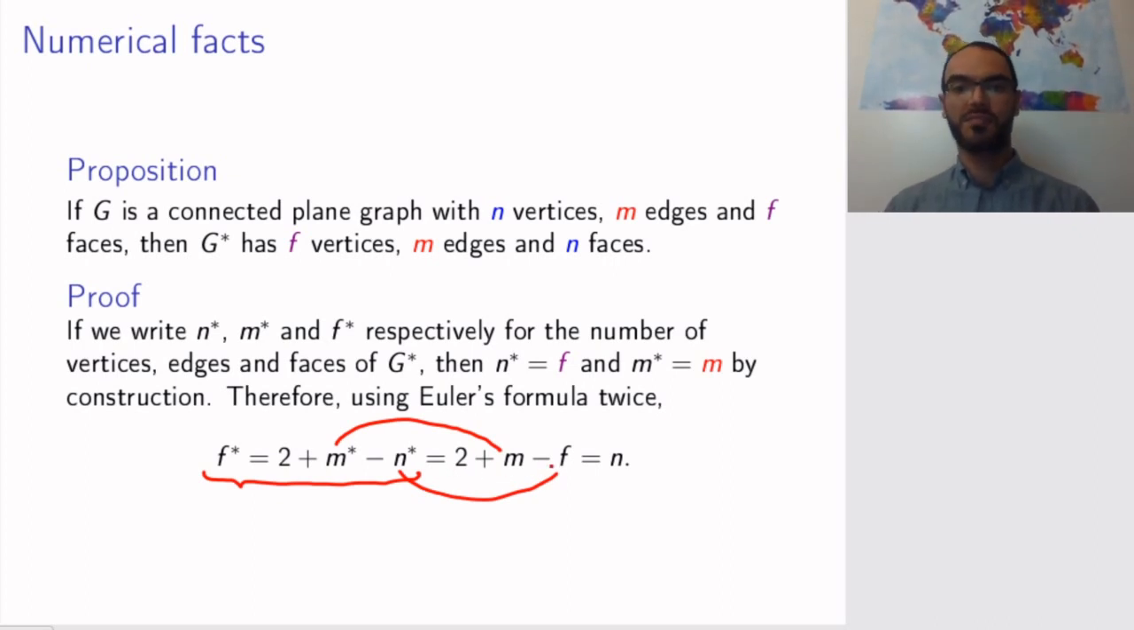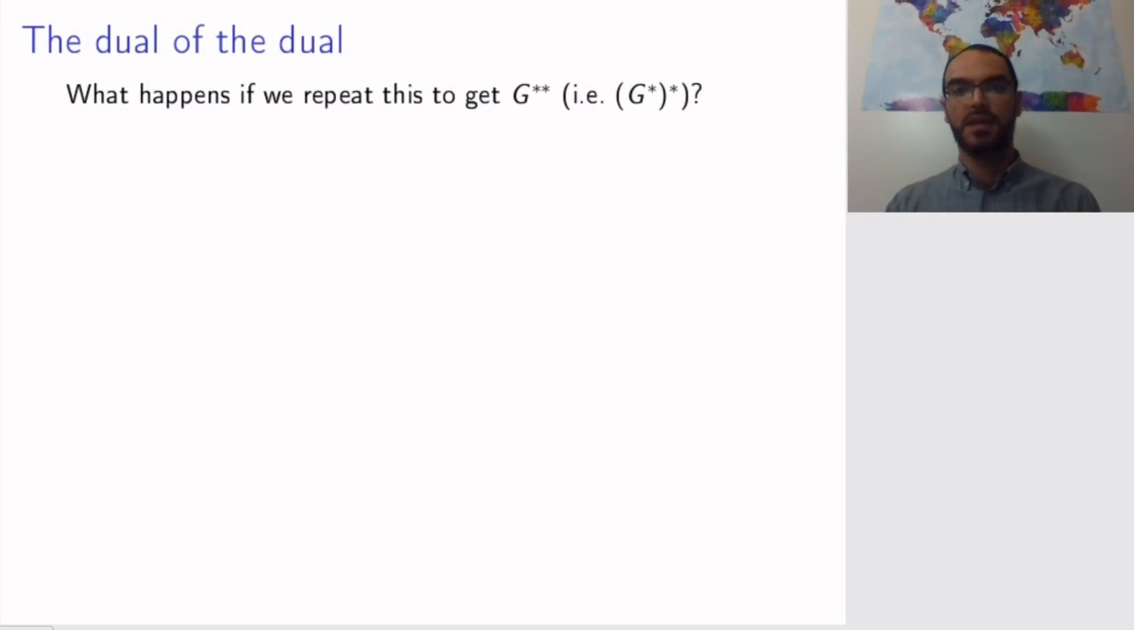So I get 2 plus m minus f, which are the numbers of edges and faces in my old graph. And using Euler's formula now for the old graph, which was plane, I get n. So this shows that the roles of faces and vertices are somehow interchanged. Edges still correspond to each other. So now we have this numerical fact about the dual. Let's look at another property.